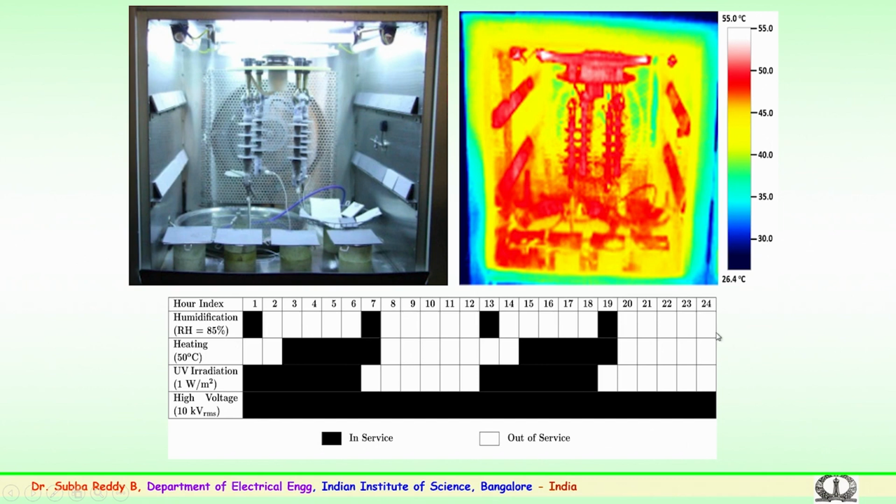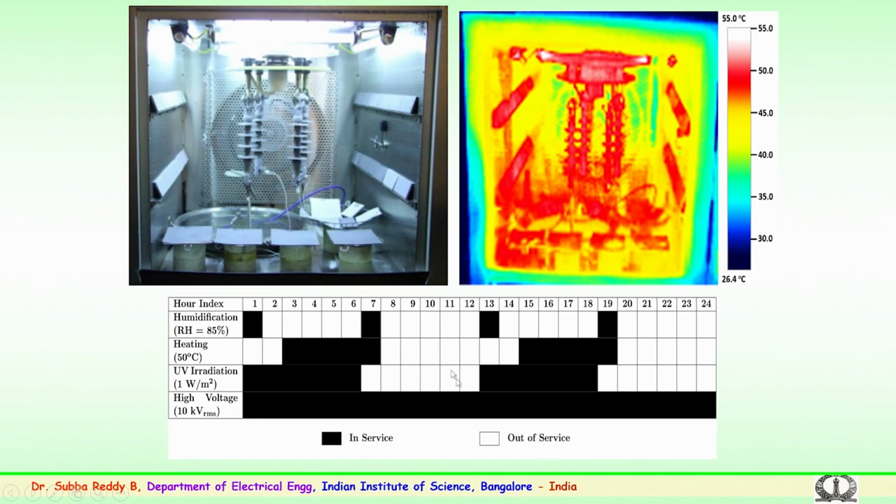This cycle is not exactly pertaining to the standards. We have a deviation from the standard, and this is what we have followed for the experimental research pertaining to these polymer insulators. So, this chamber shows the multi-stress arrangement which has been fabricated in the laboratory, where 4 parameters have been used: humidity, heating, UV radiation and high voltage, and the experiments have been performed over a period of 1000 hours.